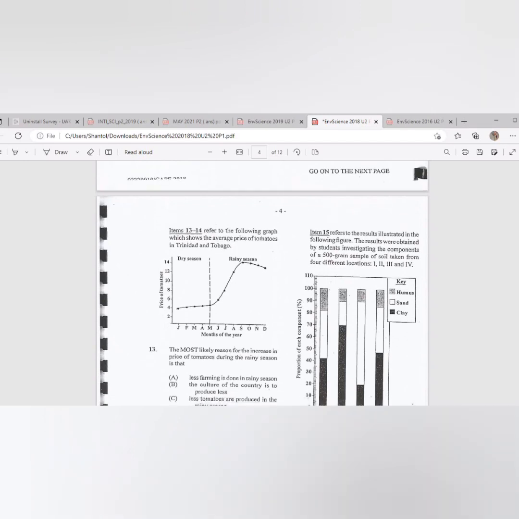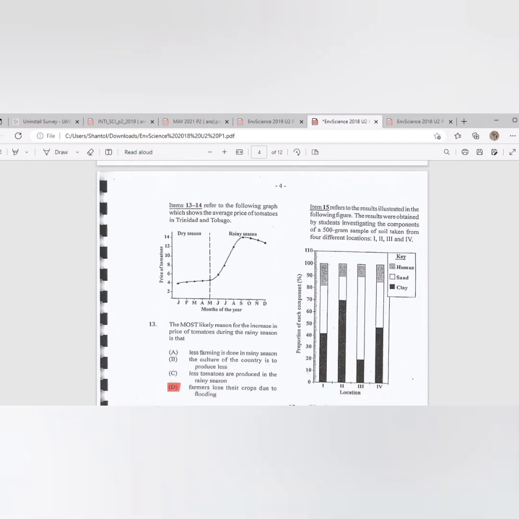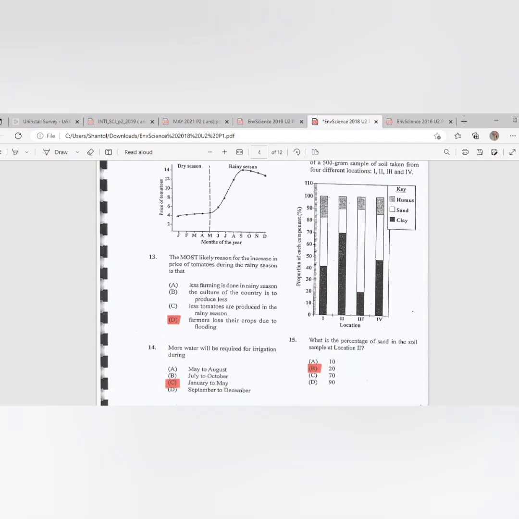13 and 14 refer to the following graph which shows the average price of tomatoes in Trinidad and Tobago. The most likely reason for the increase in price of tomatoes during the rainy season is that D. Farmers lose their crops to flooding. 14. More water will be required for irrigation during the months of January to May. C.